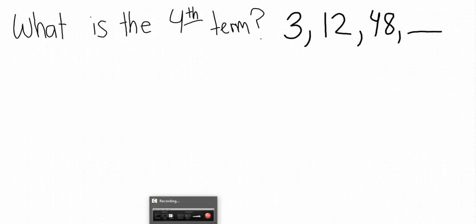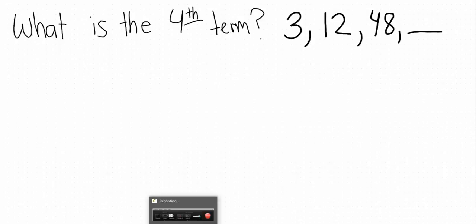If there was a problem similar to this one, I would use a sequence formula because I'm looking for a specific term and not for the sum of the sequence. But I have to find the common difference first. 3 plus 9 equals 12. 12 plus 9 does not equal 48. So it's not going to be an arithmetic sequence because it's not adding or subtracting to the next term.